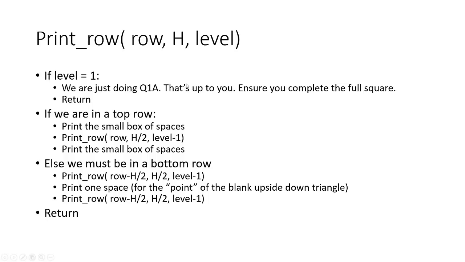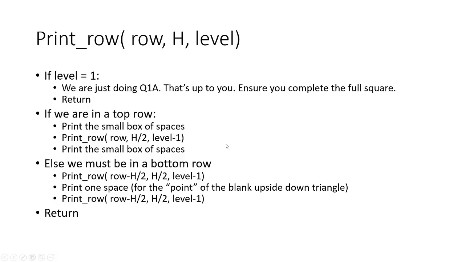If we're in a top half row, we print a small box of spaces. That should be about width over 4. We print row of this simpler triangle at half the height, and our row variable is still what it was for the bigger box, because the top row triangle has the same top as the big triangle. And then we print some more spaces.